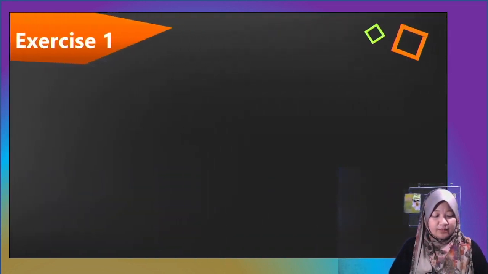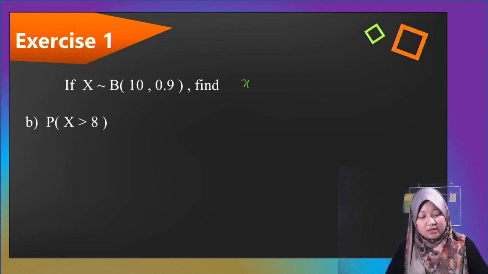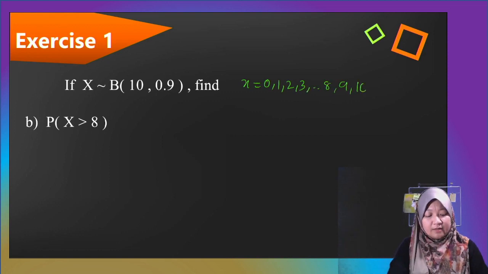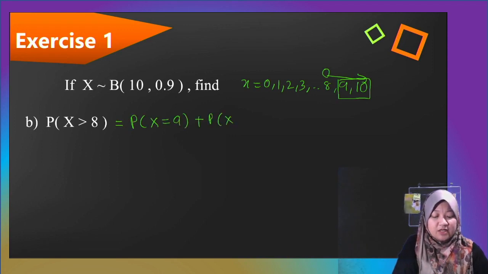Okay, next, find the probability x greater than or equal to 8. So x is 0, 1, 2, 3 until 8, 9, 10. So x greater than 8, tidak termasuk 8. Okay, kita buat bulatan kosong. Greater than 8 bermaksud kita hanya perlu kira probability 9 dan 10. So yang ini samalah dengan probability x equal to 9 plus probability x equal to 10.